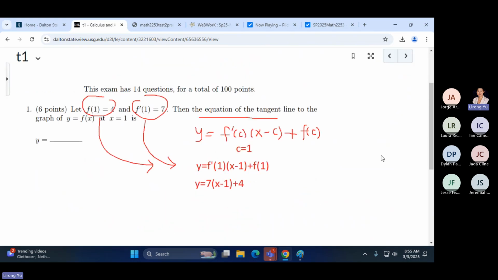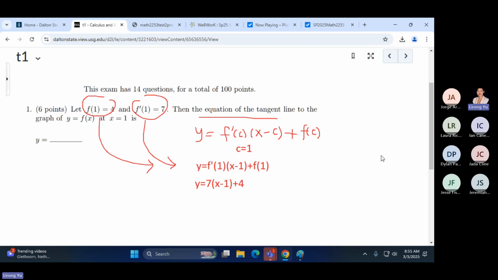Question number 1 is to determine the equation of the tangent line. Normally, what you need to remember for the equation of a tangent line is y equals f prime of the tangency point c, multiplied by x minus c, plus f of c. So that's really the formula.